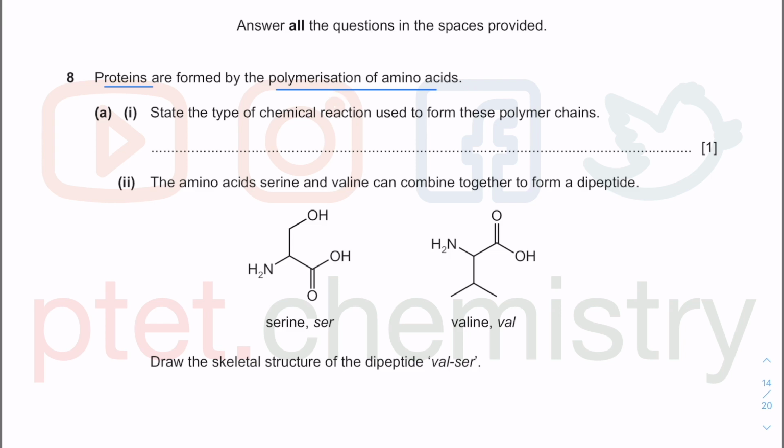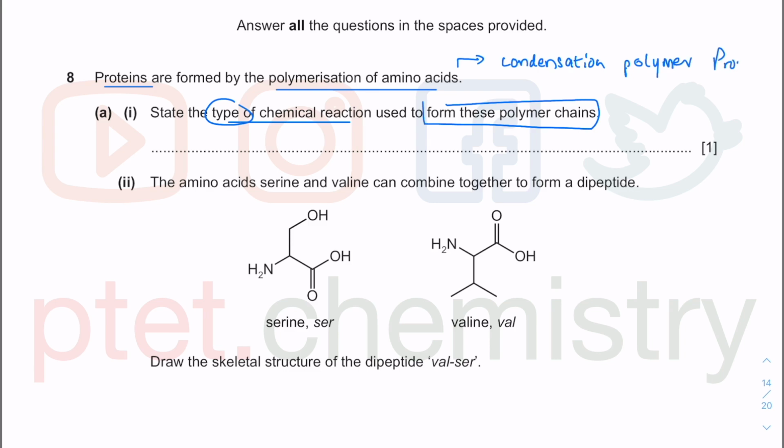What is the type of chemical reaction to form this polymer chain? We talk about amino acids that can undergo condensation in order to give you a condensation polymer called proteins. So you get proteins because you have polypeptide. Polypeptide basically means many peptide bonds.